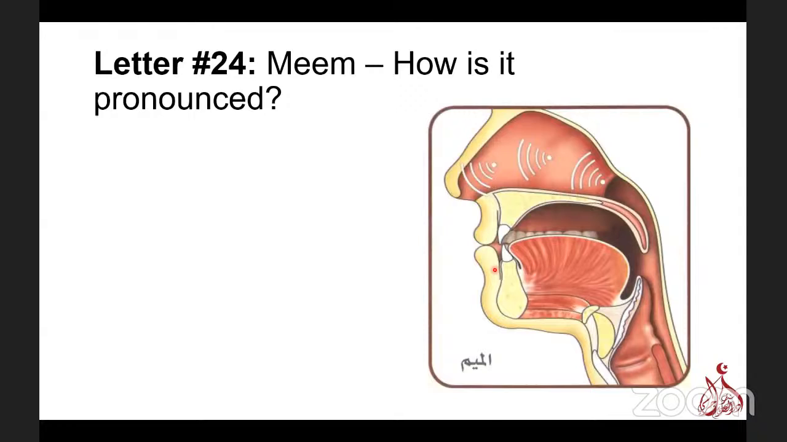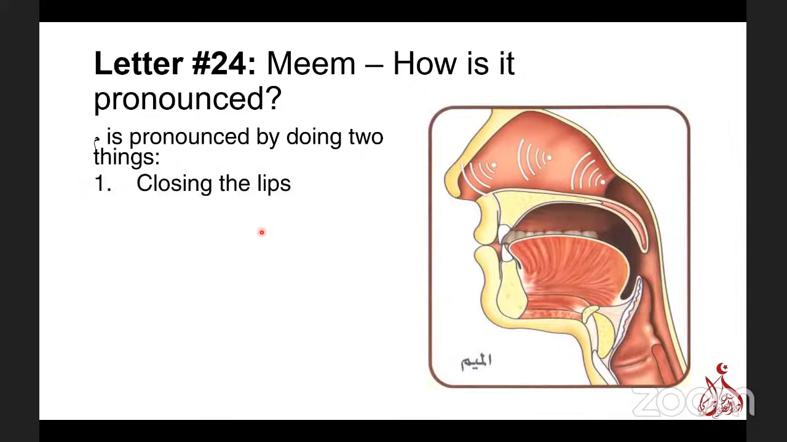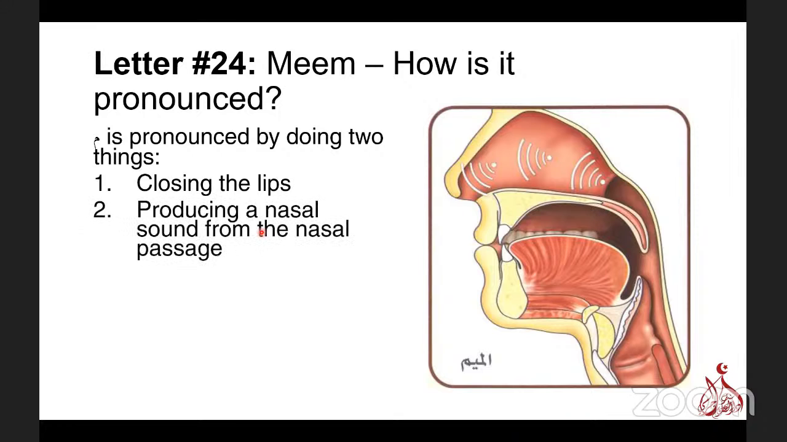First thing is, how is the letter Meem pronounced? So Meem is pronounced by doing two things. Number one, closing the lips. That's part one. That the lips have to be closed when pronouncing Meem. And secondly, producing a nasal sound from the nasal passage, as we can see right up here. This nasal sound that you hear is called the sound of a ghunna.